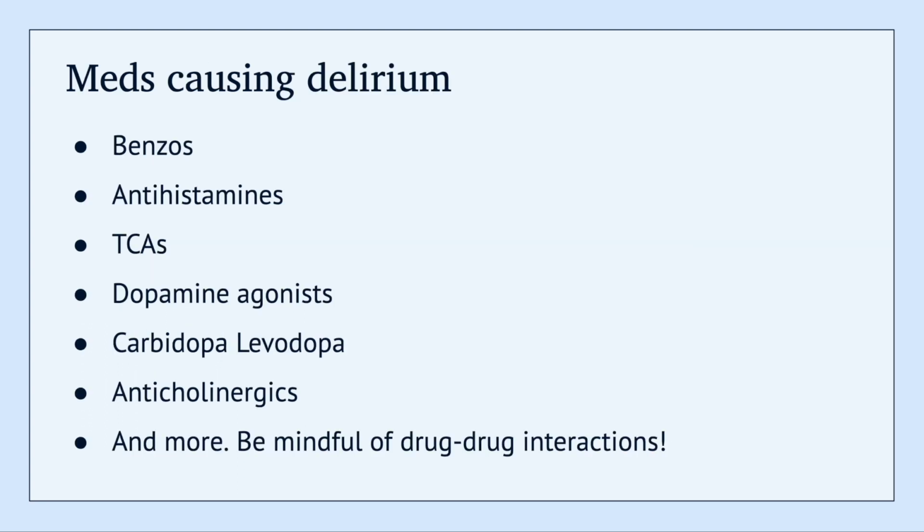Here is a good list of medications that cause delirium, and this is by no means final. There's a lot of medications that can cause this, but these include benzos, antihistamines, tricyclic antidepressants, dopamine agonists, carbidopa, levodopa, and anticholinergics. There's a lot more, and you also want to be mindful of drug-drug interactions. Like I was saying on the previous slide, changes in a patient's medications, especially when they first come to the hospital, can play a really drastic role in them developing delirium. Oftentimes, a simple change can really have a dramatic effect on how they're doing cognitively.